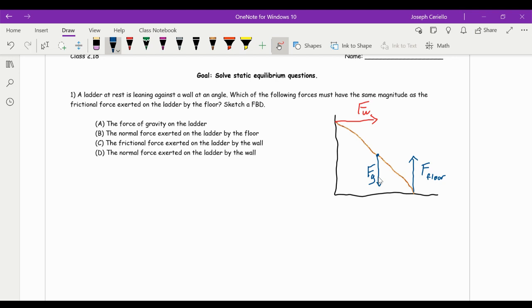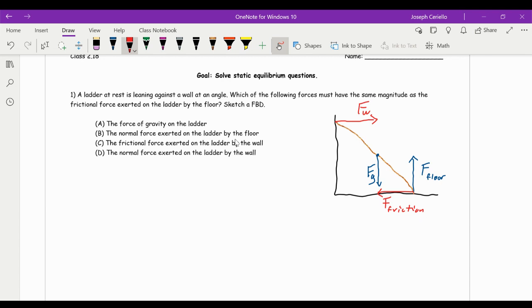Think about a ladder for a moment. If there's no friction between the ladder and the floor, it's simply just going to slide down, right? That's why ladders have footings that sometimes have rubber on them. So there is a frictional force that is keeping the ladder in place. It's preventing the bottom part of the ladder from sliding out to the right. So the force of friction is pointing to the left.